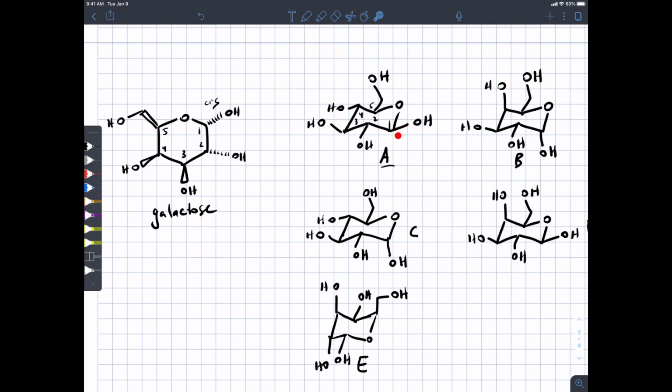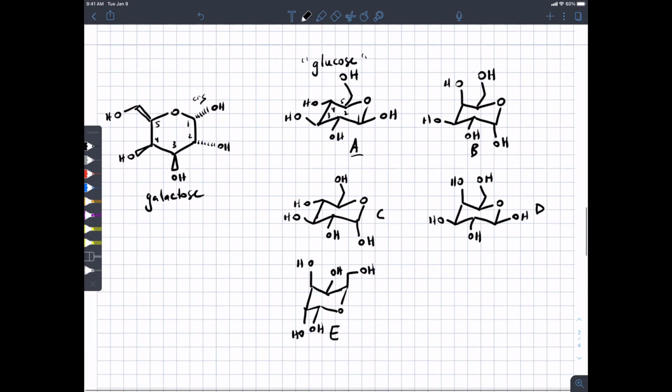Okay? Can you spot another problem with molecule A? Same sort of thing. Carbon 4 is up here but down here. All right? So, good. You successfully foiled that particular distractor. I actually drew for you glucose, not galactose.